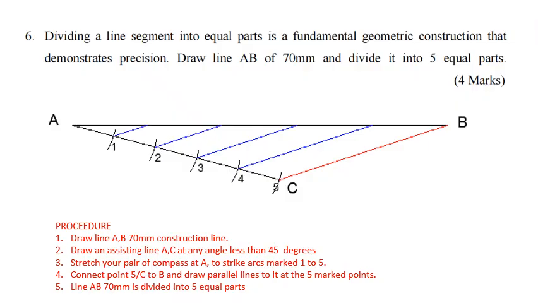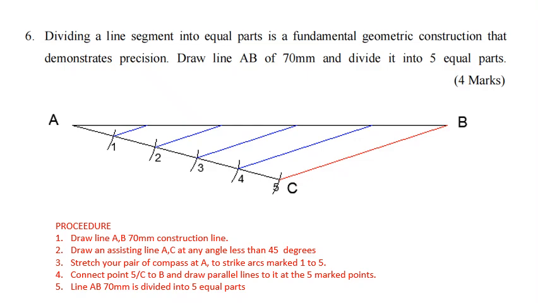Then after you have drawn that, you can see the procedure here. You draw this assisting line. This line is called an assisting line. You don't measure the angle, but let it be less than 45 degrees. Let's not have an angle that is wider than 45, although it can work, but it will be clumsy. So draw that assisting line, and after you've drawn this assisting line, just stretch your pair of compasses like you can see this distance here. Don't stretch it too much because that would make the line AC very long.